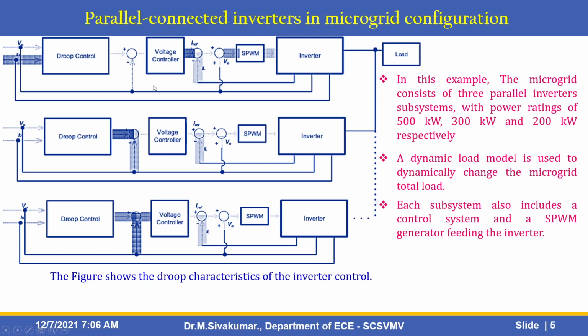Each of the inverters has its own subsystem. In this example, the microgrid consists of three parallel inverter subsystems with power ratings of 500 kilowatts, 300 kilowatts, and 200 kilowatts respectively. Here the dynamic load model is used to dynamically change the microgrid total load. Each subsystem also includes a control system and an SPWM generator feeding the inverter.